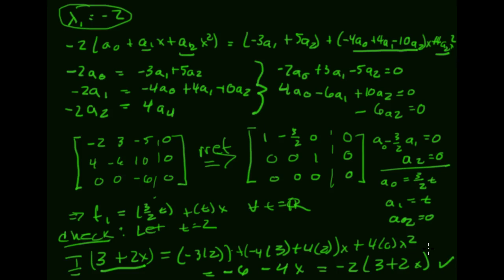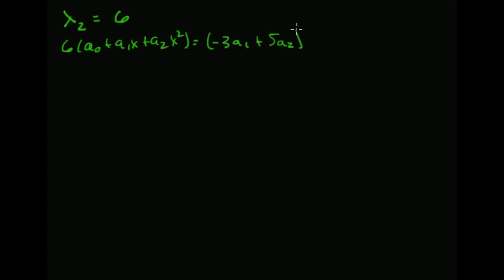Alright, so let's see if we can speed this up a little bit for the second eigenvalue, which is 6. Alright, so let's take lambda 2 is equal to 6. So we want 6 times the original function, and we should get back this, right?